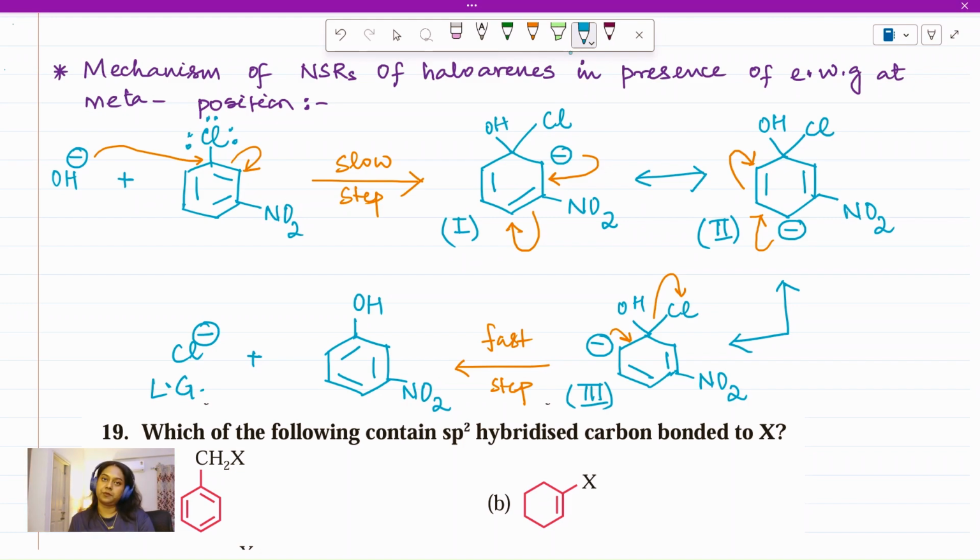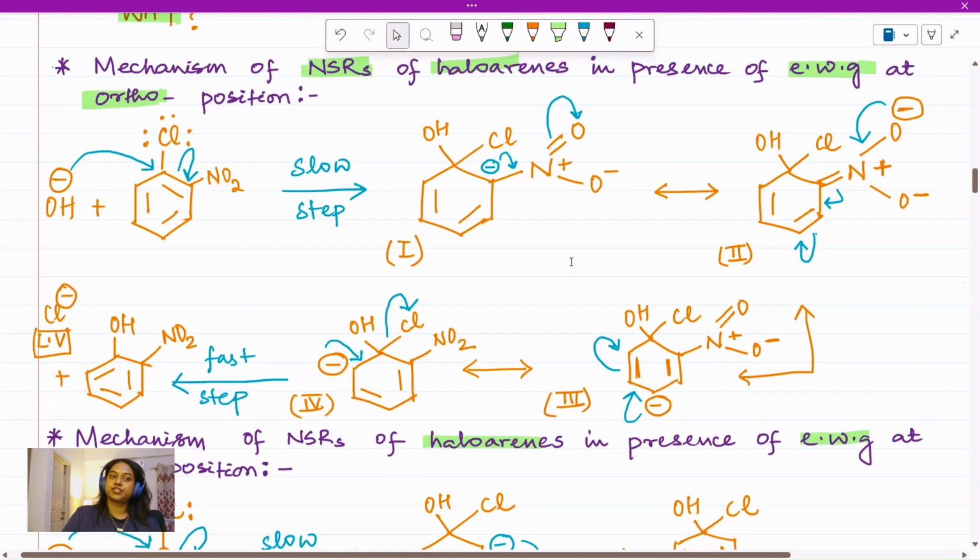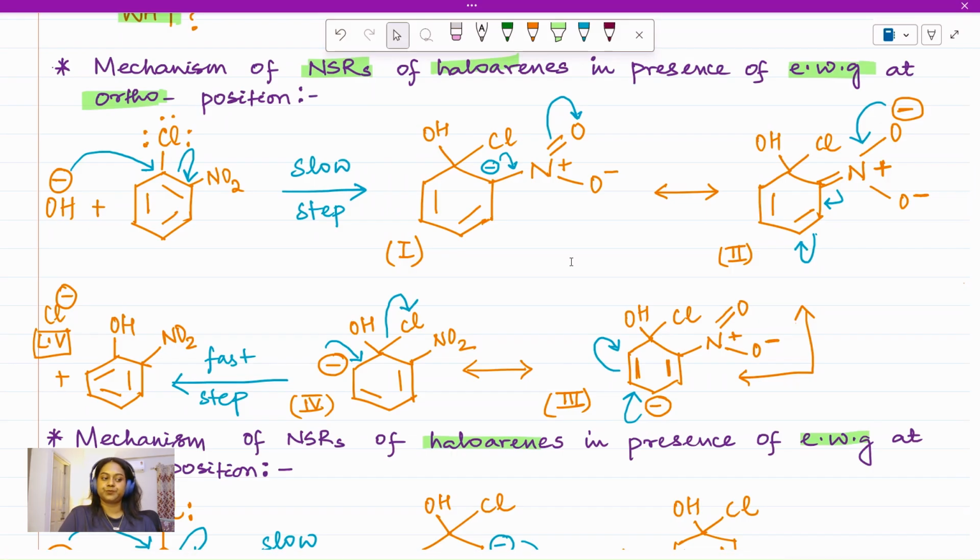Gaurav and people watching the video, what is the essential difference between when we see resonating structures at meta and when we did resonating structures before at para position and at ortho position of nitro groups? Do you find any difference whatsoever, Gaurav?